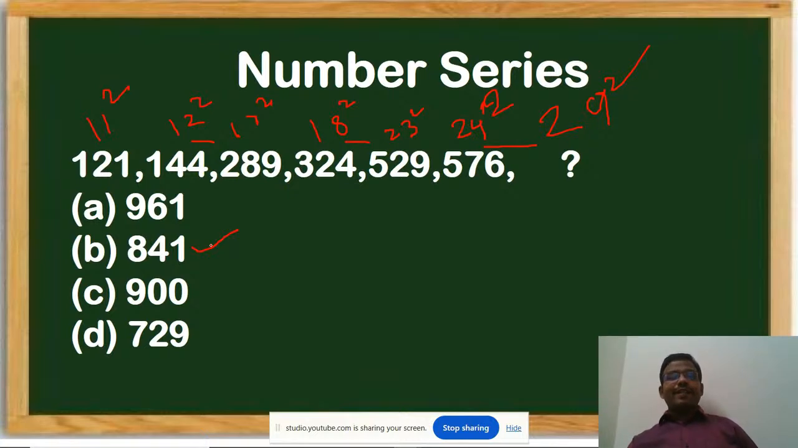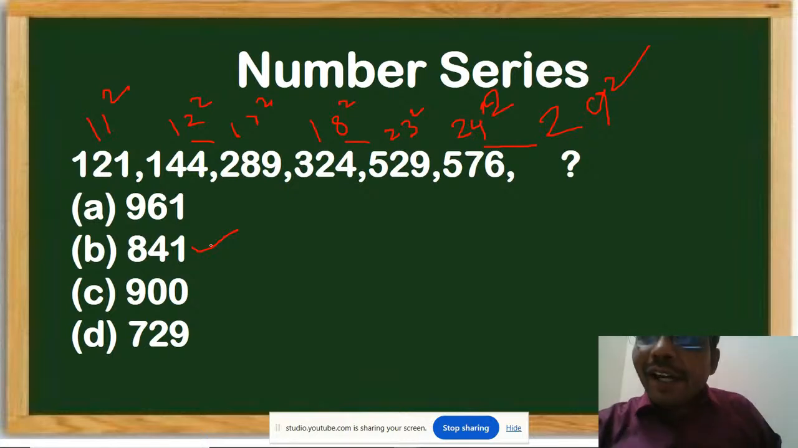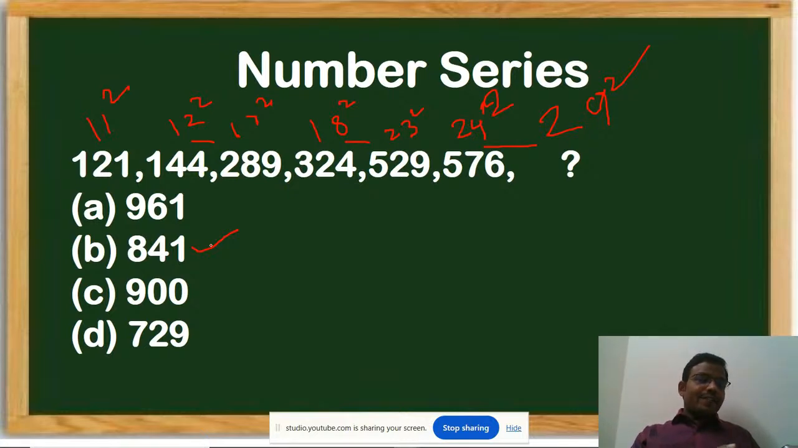So 11 square 121, 12 square 144. Please repeat. 13 square 169, 14 square 196, 15 square 225, 16 square 256, 17 square 289, 18 square 324, 19 square 361, and 20 square 400.